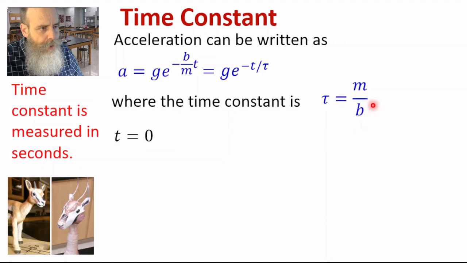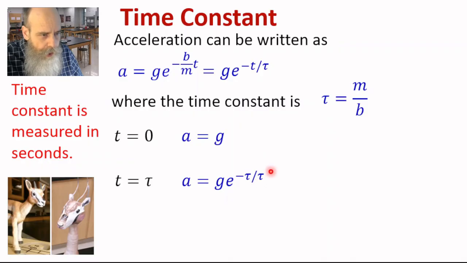Let's see how acceleration changes when we increase the time by the time constant. When t equals 0, a equals g, because e to the 0 is 1. When t equals tau, a equals g times e to negative tau over tau. This is e to negative 1, which is 1 over e. So a equals g over e.